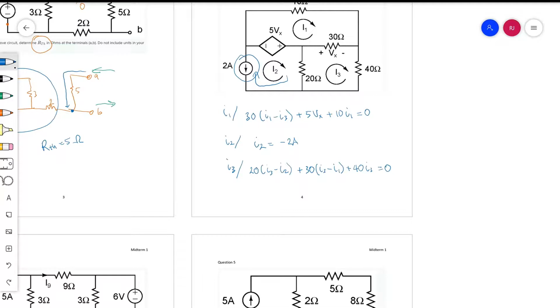So now we have 3 equations and 4 unknowns. That fourth unknown is this Vx that we were just talking about. So we need a way to characterize Vx in terms of I1, I2, and I3 and use that as our fourth and final equation.